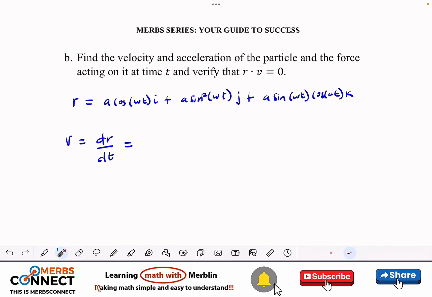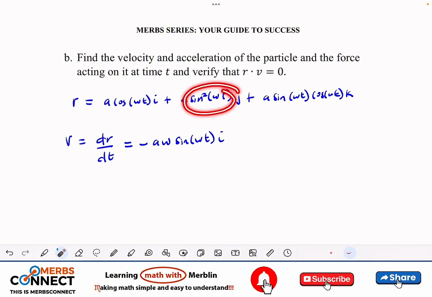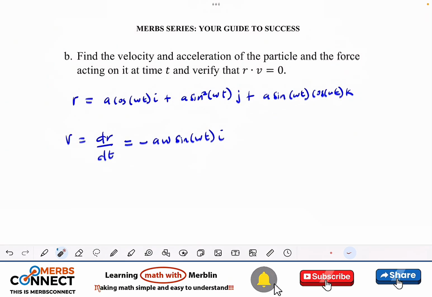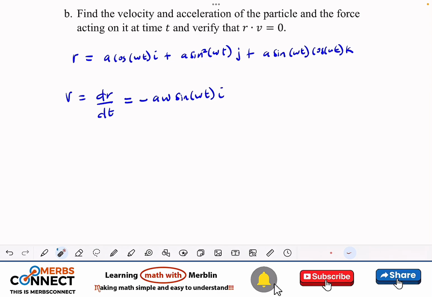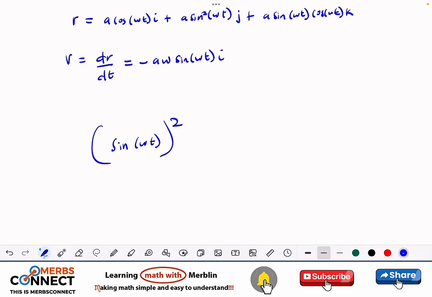So let's differentiate this. I differentiate this using the chain rule, right? When I differentiate cos first, I'm going to get minus, so this is going to be minus a omega sine. So you see that some of the function will be differentiated before. And this one here is like a power function with a chain rule. So this one can be written as sine omega t all squared.